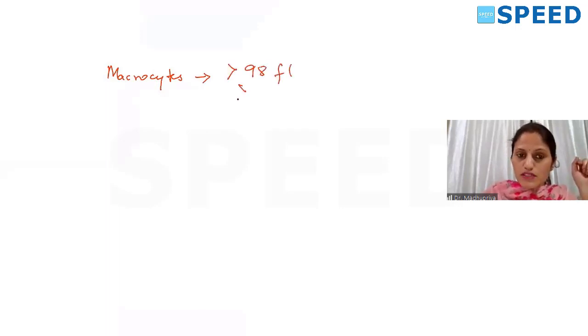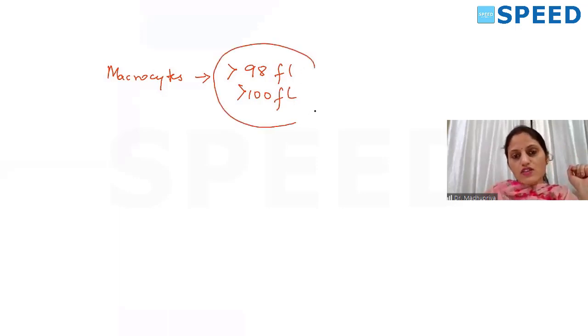One thing, what are macrocytes? Macrocytes are nothing but RBCs whose size, according to standard books, is more than 98 femtoliters. Few books give it as more than 100 femtoliters. So anything is okay. So macrocytes are RBCs with this size.